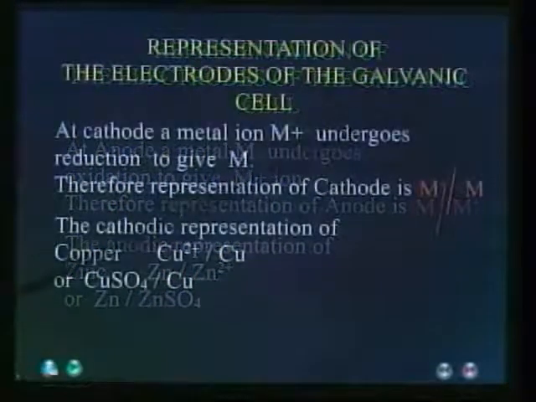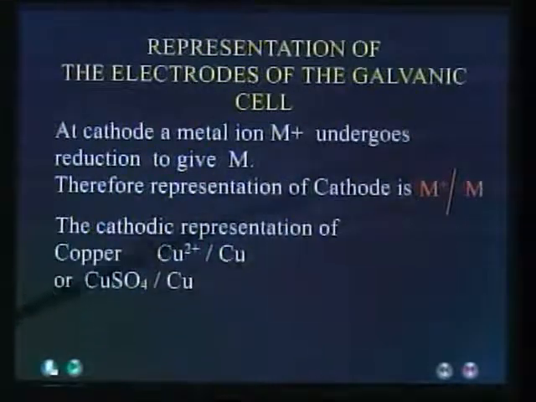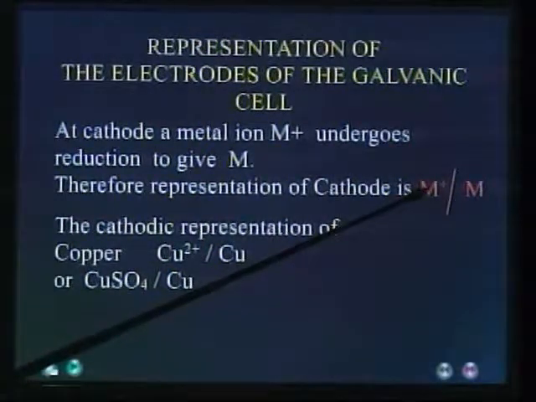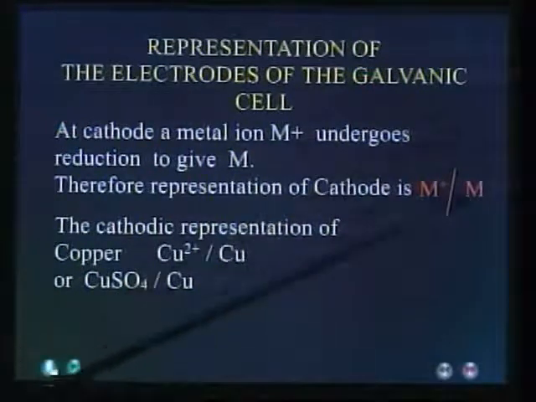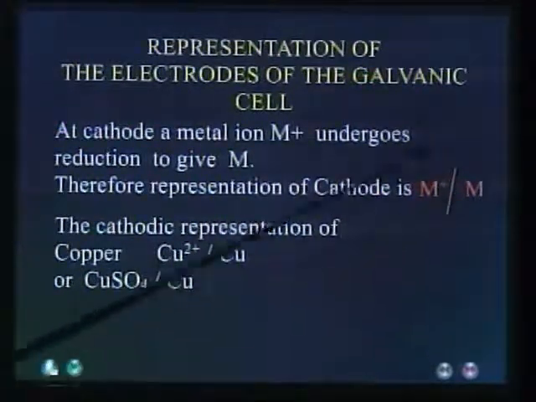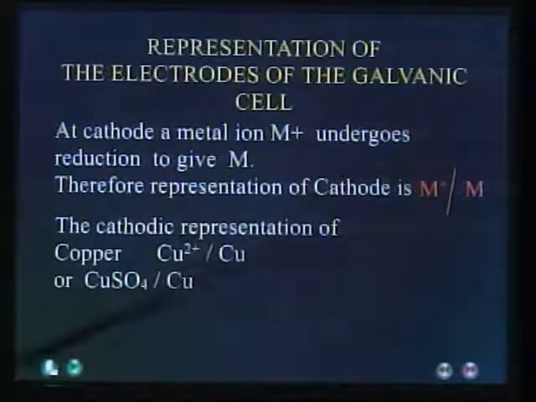Similarly, in the cathode we see a reduction reaction, that is, the M plus ion present in the cathode compartment undergoes reduction by taking electrons and getting converted to M, that is, metal. Therefore, the representation of the cathode is M plus oblique M. If copper is taken as an electrode in the galvanic cell which undergoes reduction, the representation of copper is copper 2 plus oblique copper in terms of ions, or copper sulfate oblique copper in terms of molecules.